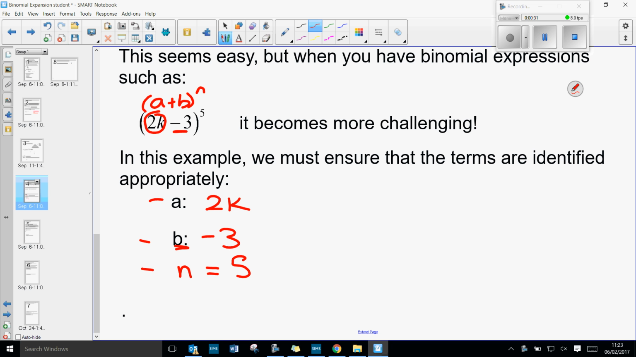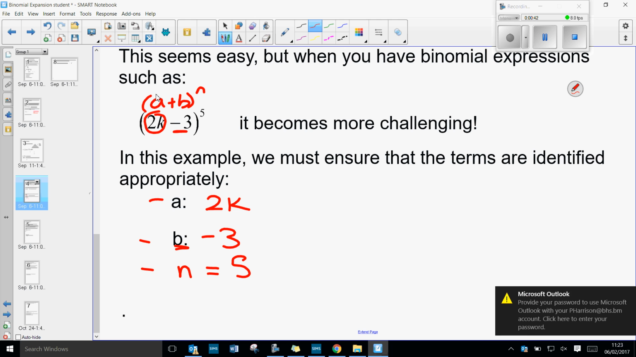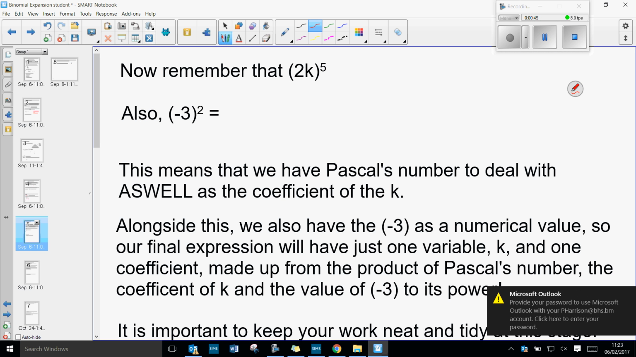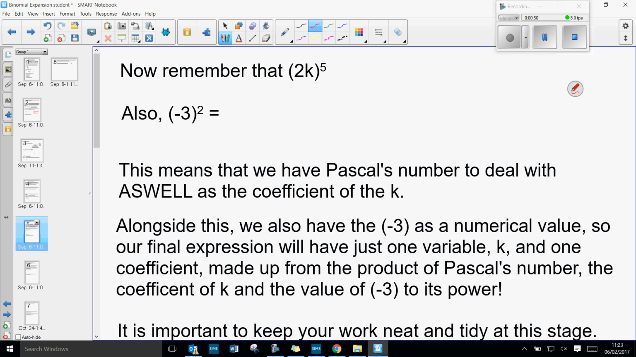We need to identify what's a, what's b, and what's n. And as I said the other day, the main reason it becomes more complicated is because we're raising these things to a power. So if we had 2k all to the power 5, that's not just 2k to the 5, it's actually 32k to the power 5, because the 2 is raised to the power 5 as well. And with the negative 3, we have to be careful when we're squaring it, or more importantly cubing it, because we need to see what sign it is. Negative 3 squared is actually positive 9.